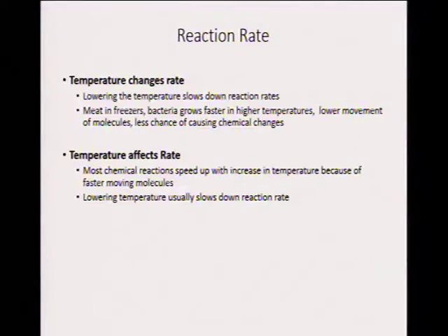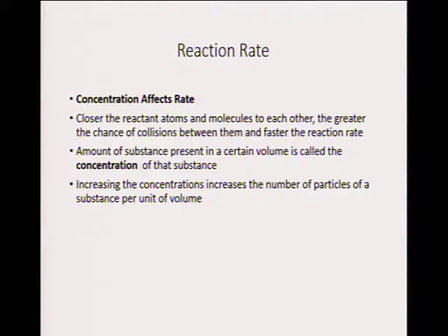Then we look at the factors that determine the reaction rate. The first factor we'll look at is temperature. Temperature can determine whether the reaction goes fast or slow. Most chemical reactions speed up with an increase in temperature because of faster moving molecules. Lowering the temperature usually slows down the reaction rate.